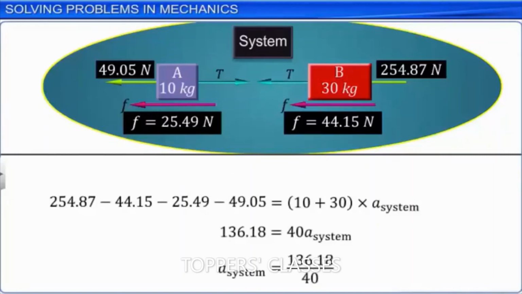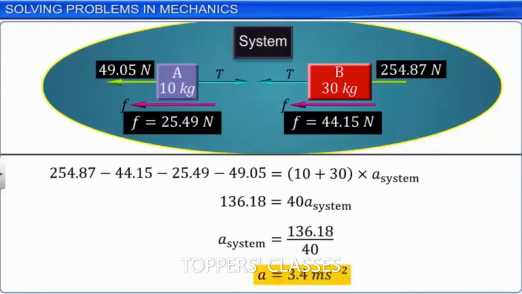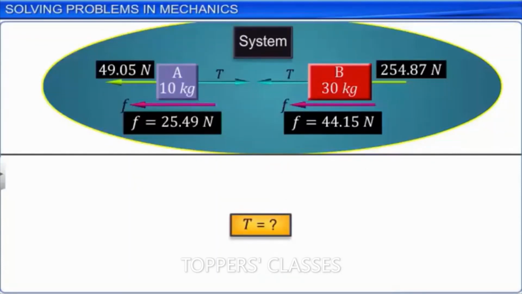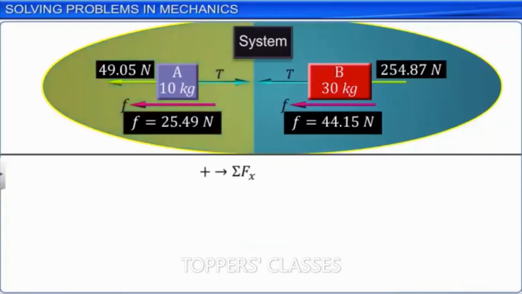The disadvantage of this method is that the tension in the rope T cannot be found directly. To find T, we have to write the net force equation for A or B, where we substitute the value of acceleration just obtained, that is 3.4 meters per second squared. Let's consider the net force on body A along x direction, which is equal to the product of the mass of body A and its acceleration. Substituting the values and solving, we get the tension in the rope T as 108.54 newtons.